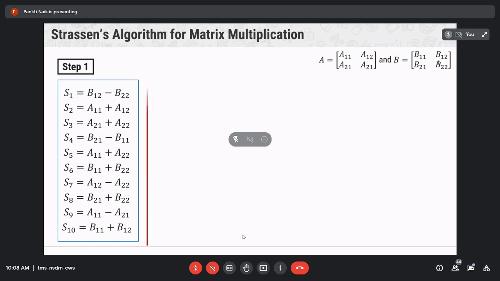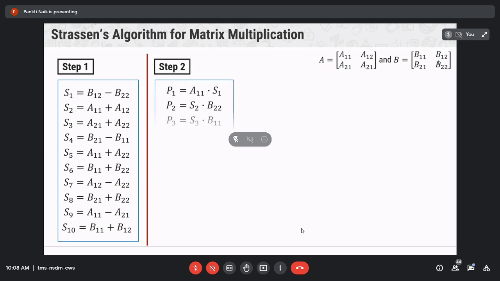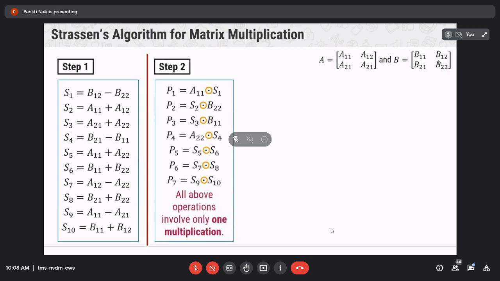Now, the next step in the Strassen algorithm is to perform the multiplication operation. So A11 is multiplied with S1. The value of S1 is B12 minus B22. So A11 multiplied with S1 like this. We will get the 7 multiplication operations, and all the above operations involve only one multiplication.